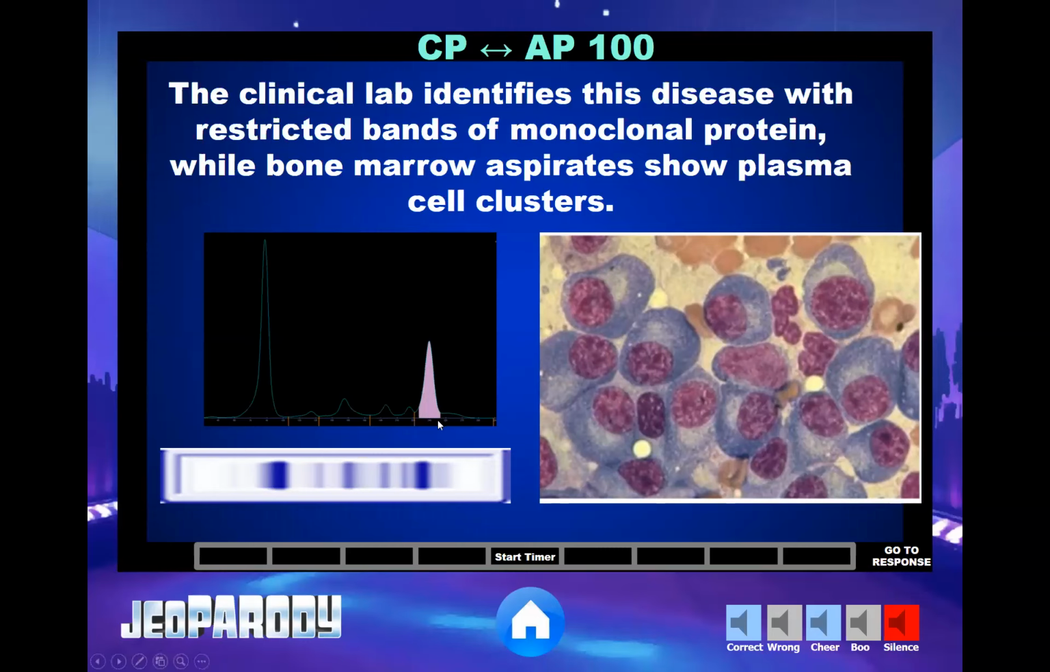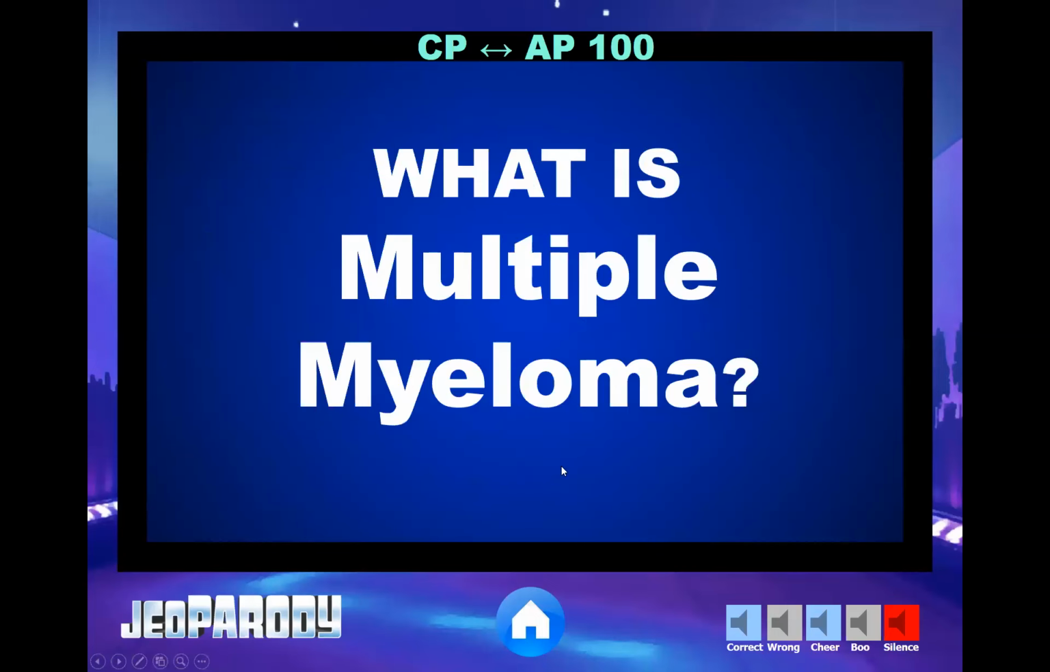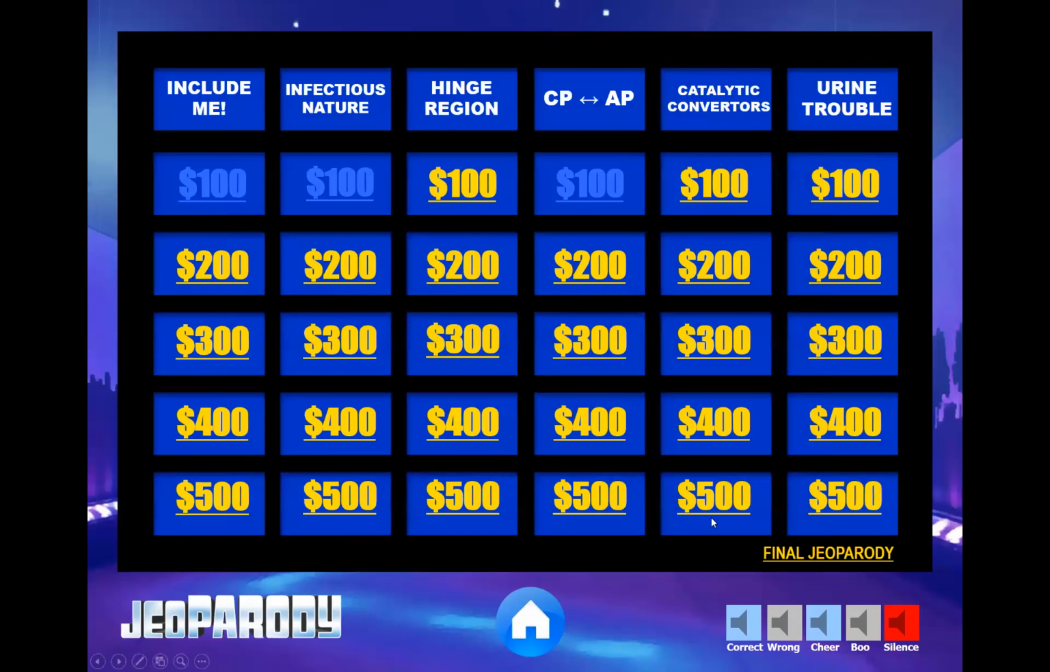So you see we have our monoclonal protein and an associated restricted band on an electropherogram for serum protein electrophoresis. And on bone marrow, we see these clusters of plasma cells. So what's your diagnosis? Okay, I see several responses for multiple myeloma, and that would be absolutely correct. Chris, you were the first to respond with the answer.